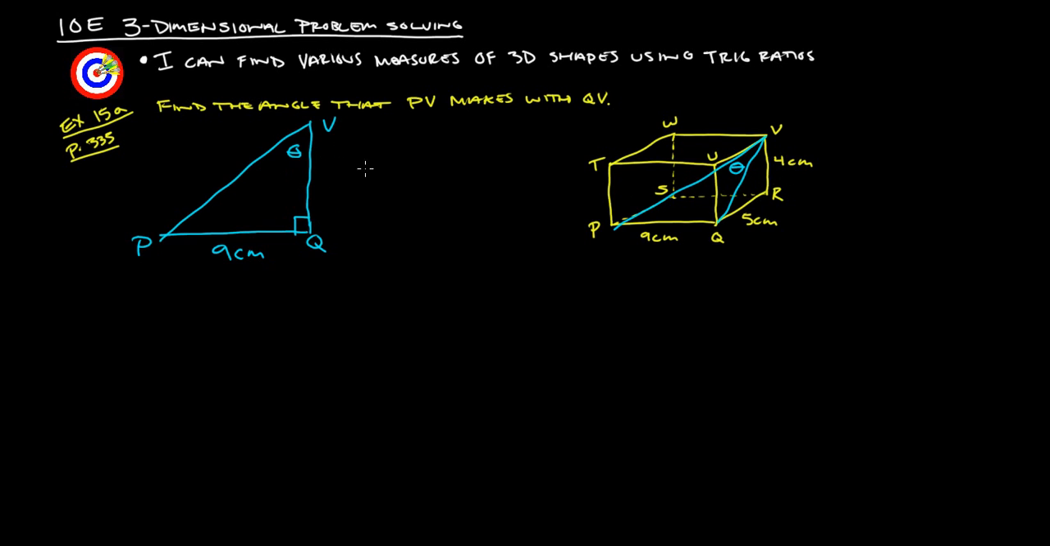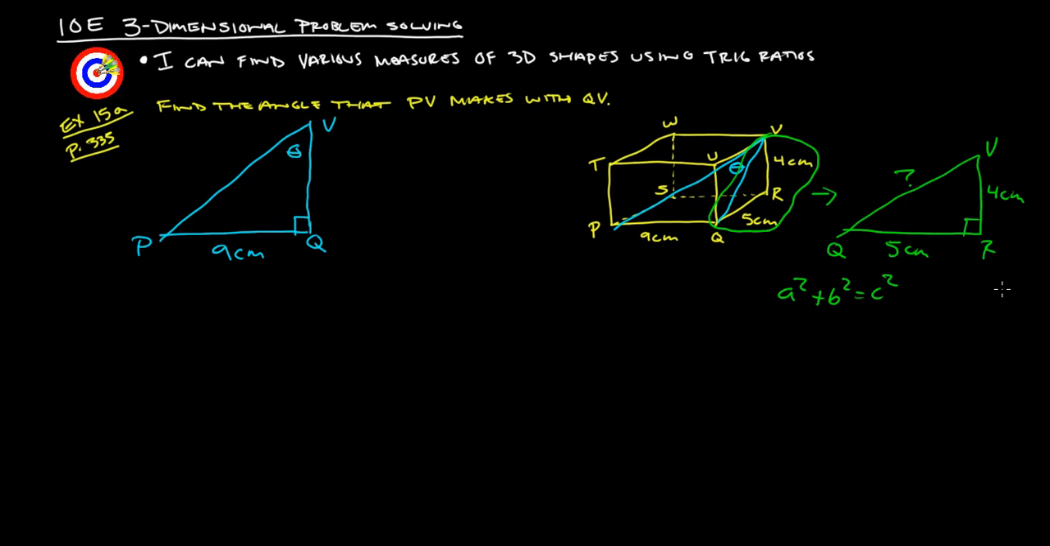And honestly, I'm thinking that this VQ side is going to be a lot easier to figure out, because if we draw this piece here, if we pull this out over here, we make this. So this is Q, this is R, and this is V, and we know that this is 4 centimeters and this is 5 centimeters. We want to know what this is. So again, we can just do A squared plus B squared equals C squared. So 5 squared plus 4 squared equals C squared.